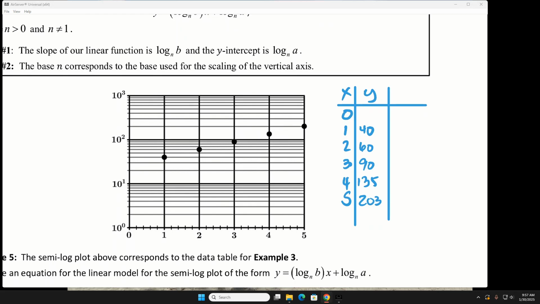All right. Now, if we want to get the equation of the semi-log plot, the ordered pairs we're going to use are not going to be these, because they would give you the equation of the exponential. If we want the semi-log plot, what we need is the log of the y values.